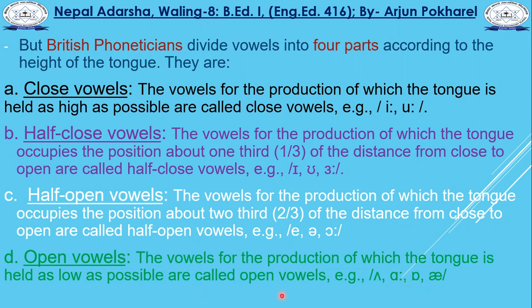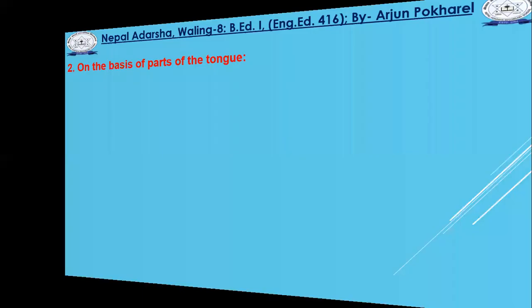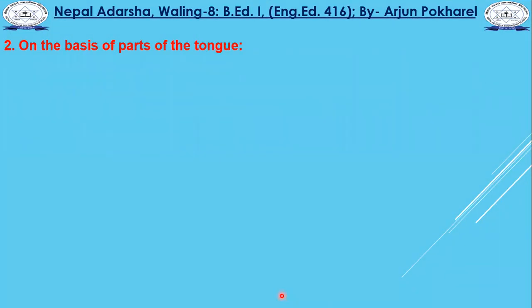Okay, thank you. Now I would like to start today's actual class from this. Now, on the basis of parts of the tongue. The next classification, the next description, is on the basis of parts of the tongue. We finished height of the tongue. Now it is parts of the tongue. On the basis of the parts of the tongue raised in the production of vowels, they are classified into back, central, and front vowels.